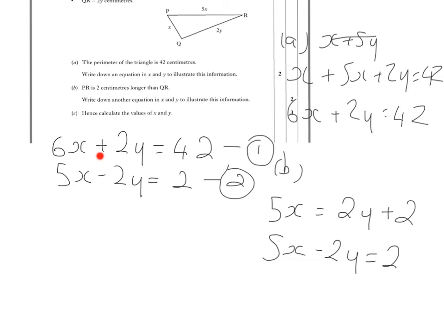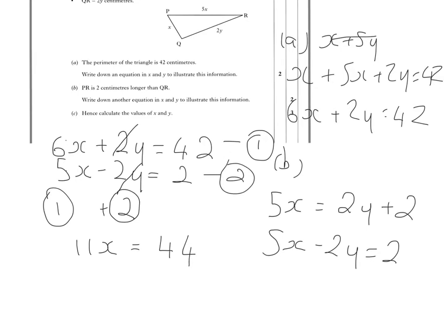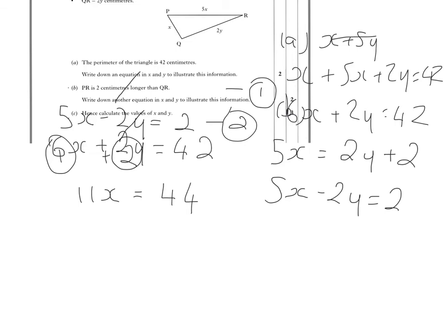I can see clearly now that I'm going to get rid of the y element. The signs are different. If the signs are different, that tells me to add the equations to eliminate the y's. So communicate to the examiner what you're going to do. So it's going to be equation 1 plus equation 2. 6x plus 5x is 11x. 2y plus minus 2y goes. 42 plus 2 is 44. 11x equals 44. x is equal to 44 over 11, and x is equal to 4.